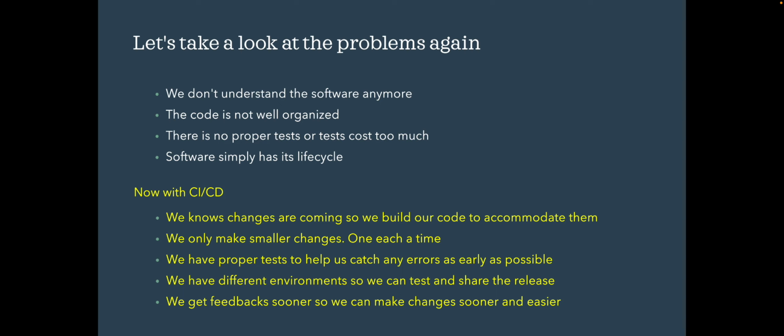So with CI/CD, now we know changes are coming, so we build our code to accommodate them. We only make smaller changes one at a time. We have proper tests to help us make sure the changes are safe for our software. We have different environments so we can test and share the release independently. We get feedback sooner rather than later so we can make changes for our stakeholders more easily and accommodate their requirements.